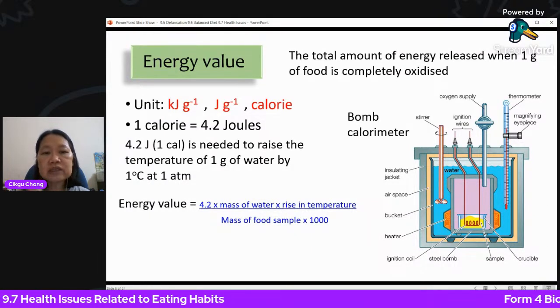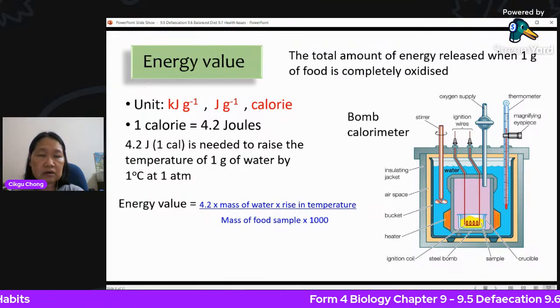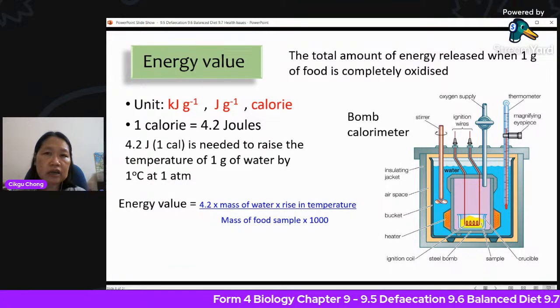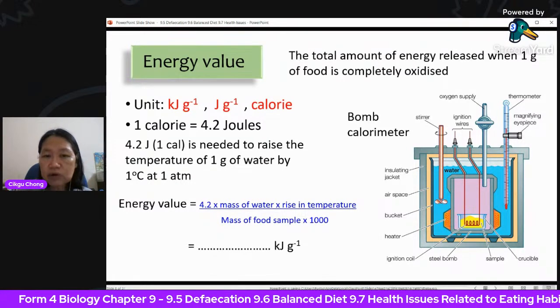Then you divide that with the mass of the food sample. How much food did you use to burn? If it's 1 gram, you divide by 1. If it's 5 grams, you divide by 5. And there's a 1,000 here.